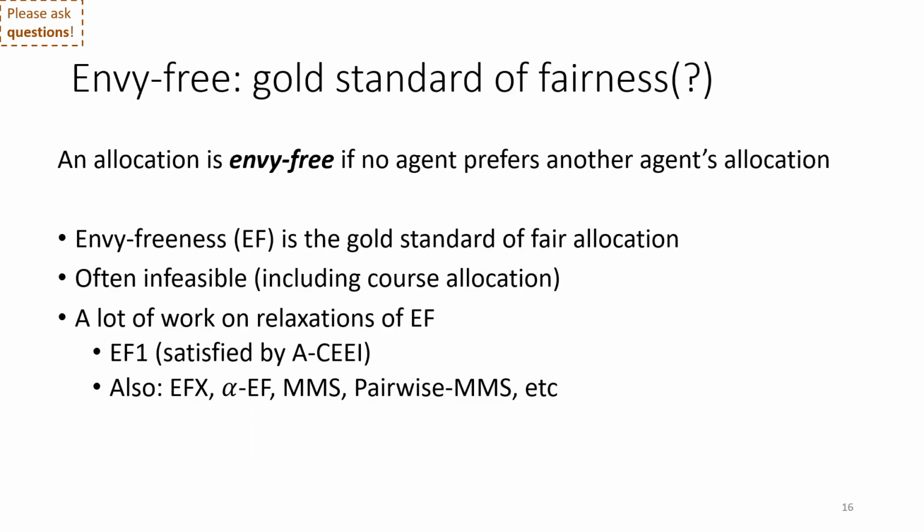As you might know, envy-freeness is one of the gold standards for fairness. The definition is simple. An allocation is envy-free if no agent prefers another agent's allocation. It is a very strong notion, which makes it often infeasible, and there is a lot of work based on relaxations of envy-freeness. However, is envy-free always truly fair?